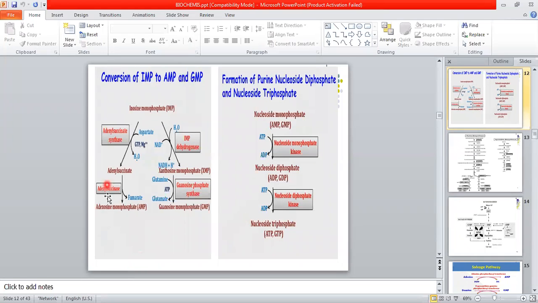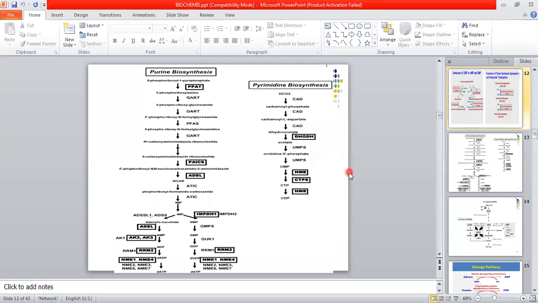Similarly, after monophosphate formation, it means from the IMP you have made AMP, adenosine monophosphate. After the formation of AMP you have to make the diphosphate, then the triphosphate. Okay, firstly mono, then di, then comes the triphosphate. Okay, so like this only you have to learn it.